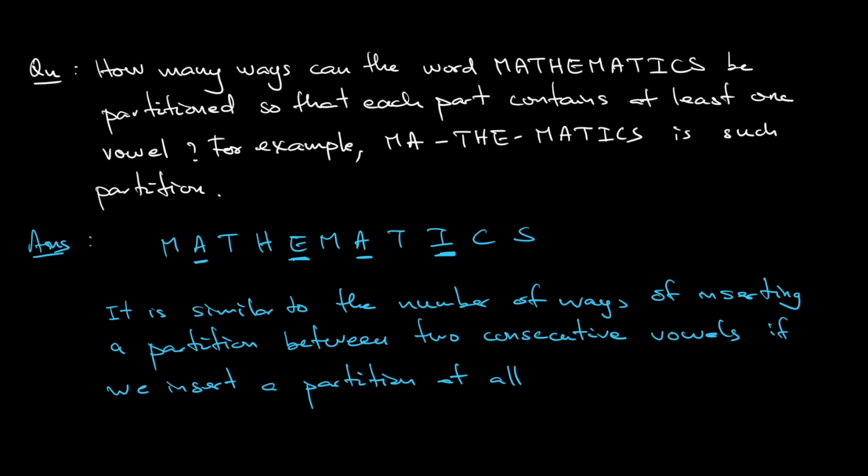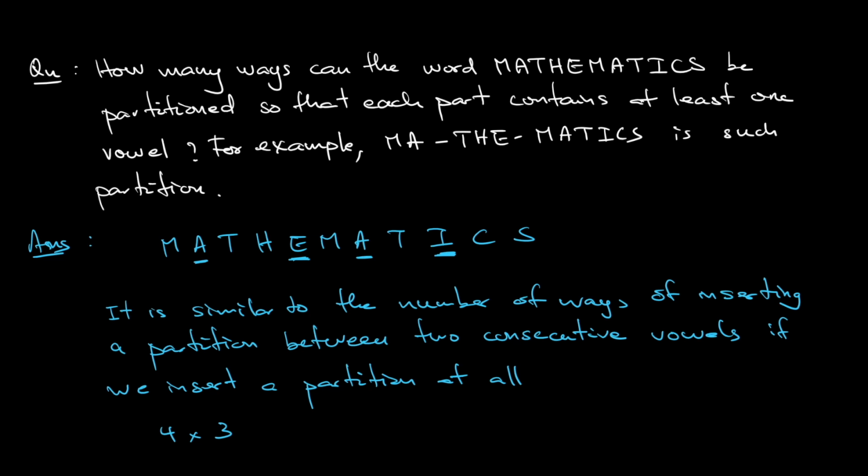Alright, so let's say between A and A I can choose this partition 1, this partition 2, this partition 3, or my fourth choice is to not have a partition at all. Alright, so that is 4 choices. Now between E and A, I can choose to have this partition, or this partition. That is 2 choices so far. Again, I can choose not to have a partition at all, so I would have 3 choices.